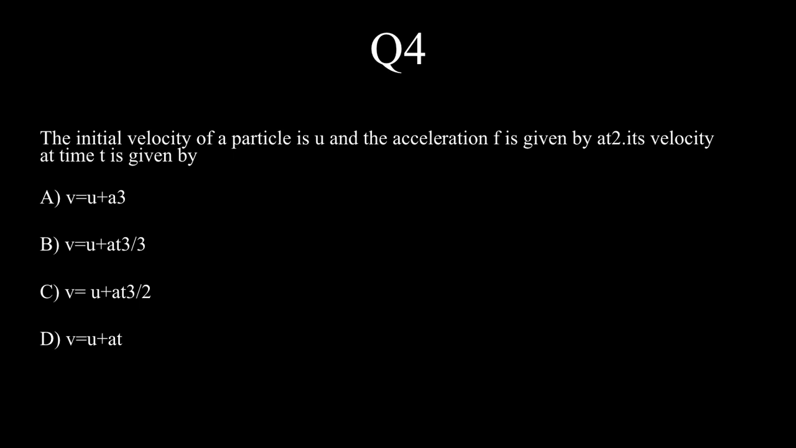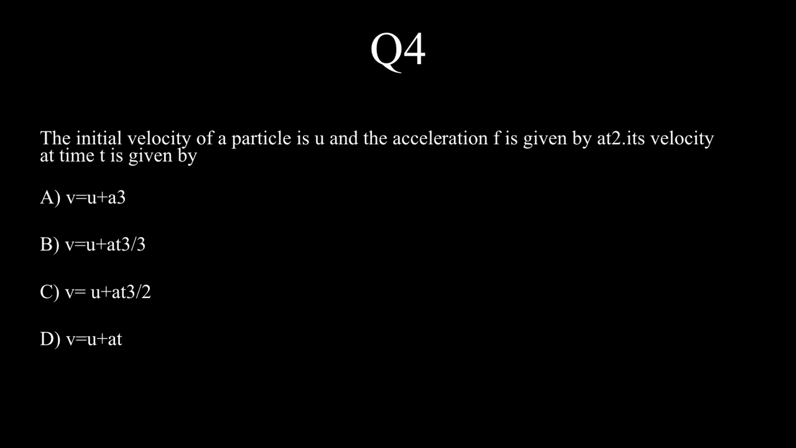The initial velocity of a particle is u and the acceleration f is given by at square. Its velocity at time t is given by. See, there are many questions which come in this format, and almost all of them have the same logic, and that's the primary reason why I have not taken similar questions like this. So let me just try to tell you how to do this question.